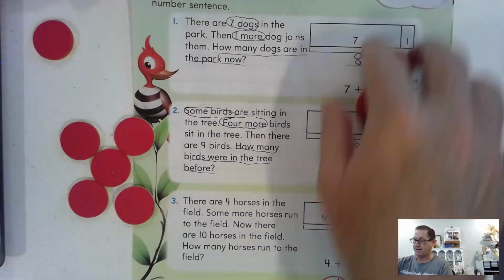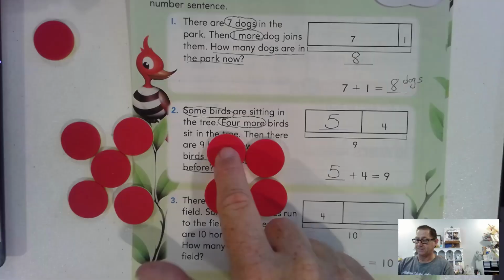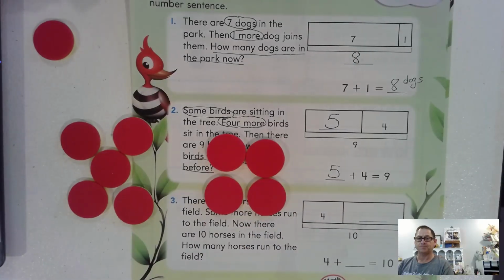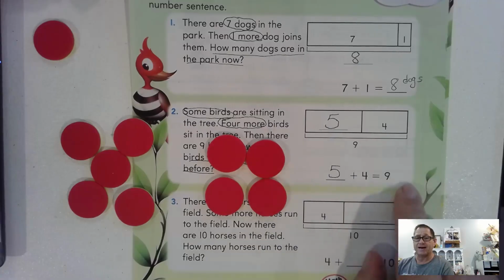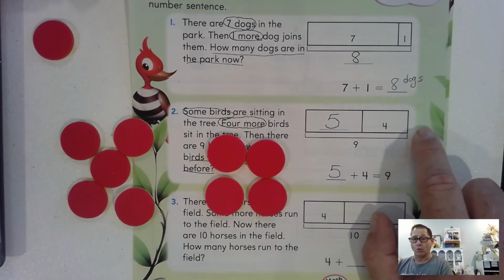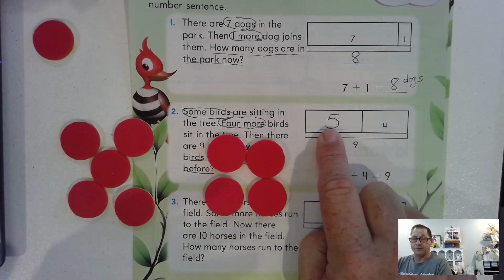5. And we're going to add 4 more. 5, 6, 7, 8, 9. Okay, so that's one way. We can put the total. We know that combined it had to be 9. We knew 4 were already there, so how many was left? 5. That represents the other part.